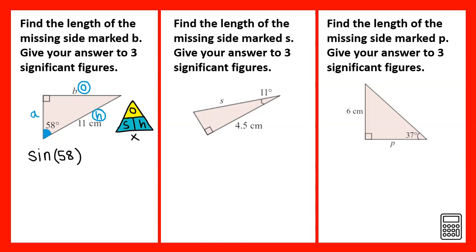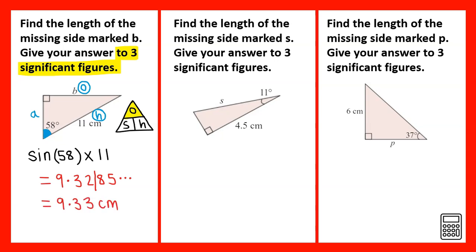So sine of 58 multiplied by 11 is 9.3285, and rounded to three significant figures, placing my line after the third significant digit of 2, would be 9.33 centimeters. On to the next question, and labelling the triangle in reference to the angle of 11 degrees given. This would be the opposite side.